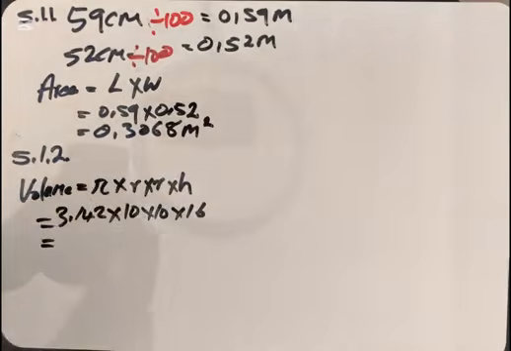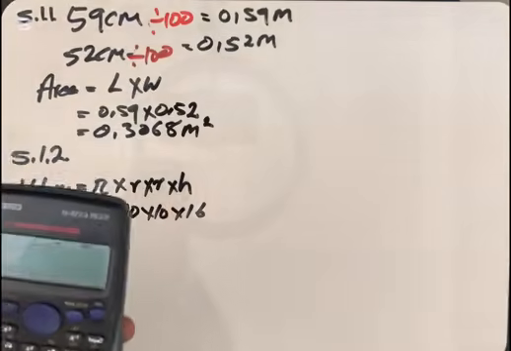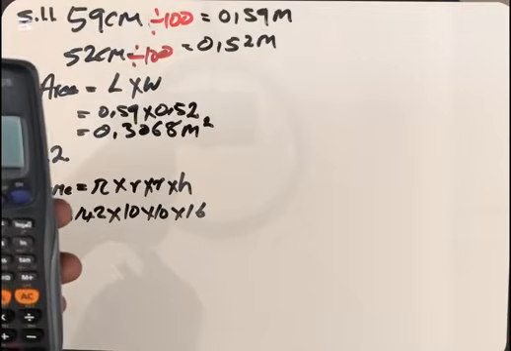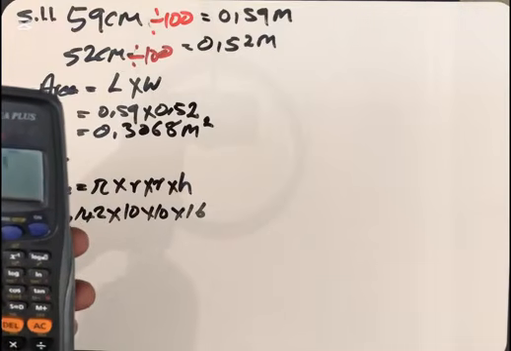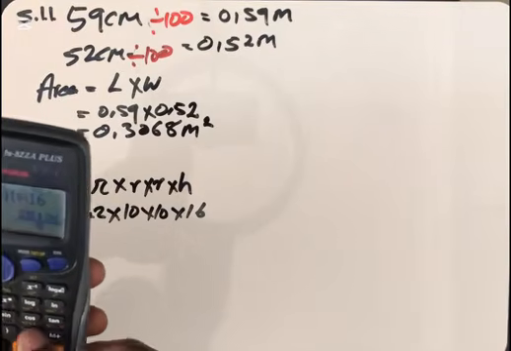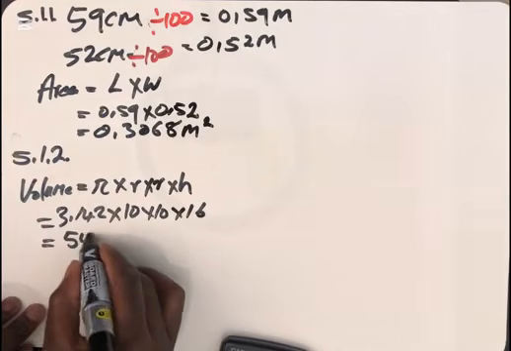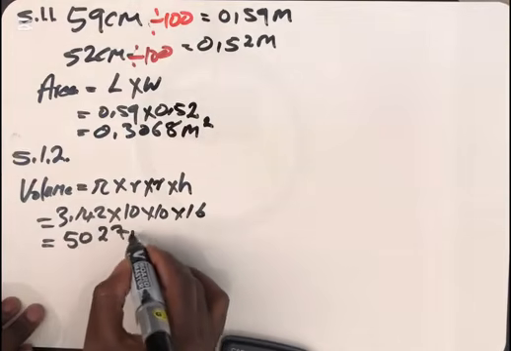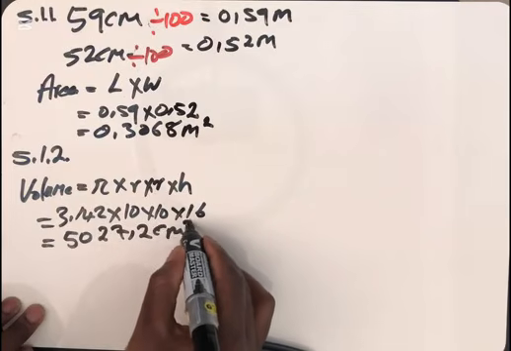Then we use a calculator to find the answer here. Using a calculator here, we are going to have 3.142 multiplied by 10 multiplied by 10 multiplied by 16. We found that our volume is 5027.2 centimeter cube.